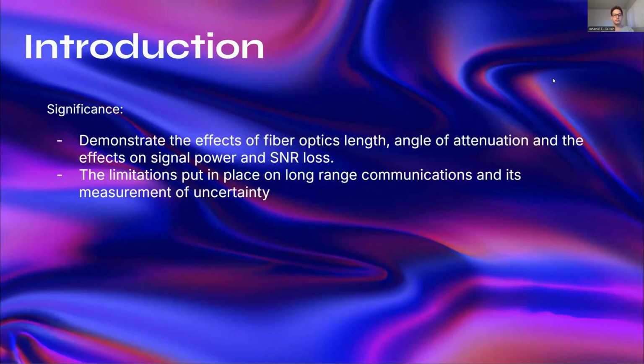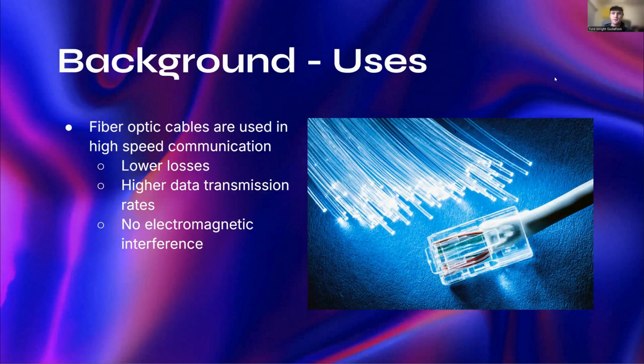The significance of this experiment is to demonstrate the effects of fiber optics length, the angle attenuation, and then the effects on signal power and SNR loss, and the limitations put in place on long-range communications and its measurement of uncertainty. For a little background, fiber optics are used widely throughout communication systems as they outperform copper wires in many ways. There are significantly less losses, but they still exist.